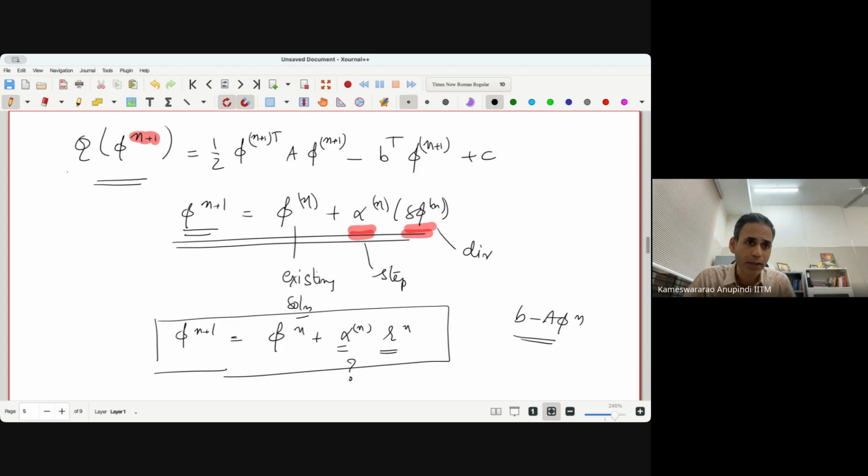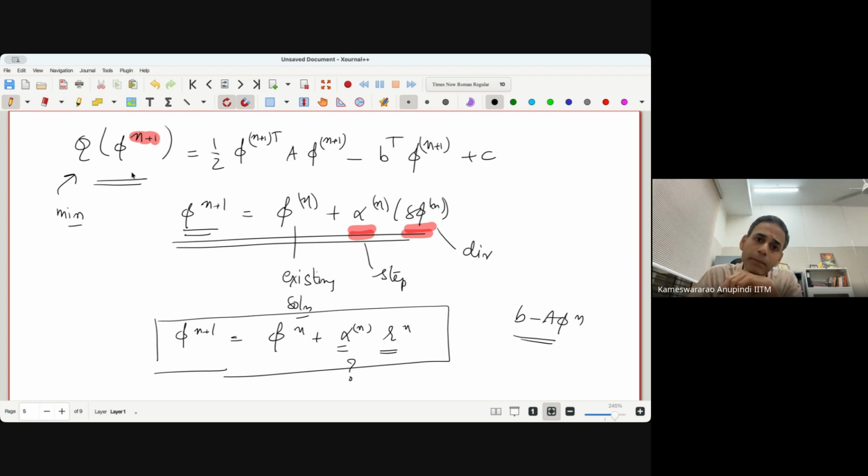Okay, let me go back to this one. So we constructed this Q function, which is a function of phi n plus 1. Phi n plus 1 is a vector. Now, how do I calculate a minimum of this? I can calculate a minimum if I can differentiate this with respect to phi and then set it equal to 0. Okay, so that is what I'm going to do.